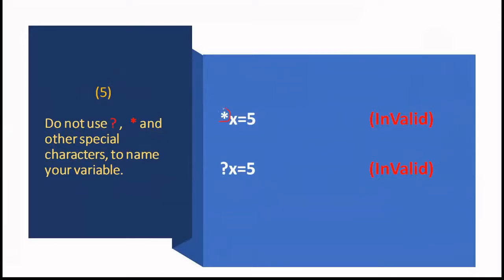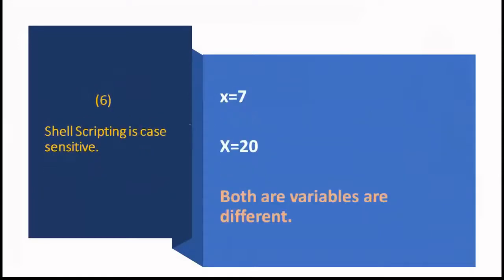The next rule is the variable should not start with special symbols. Like here we have the special character asterisk. It should not start with this. It is going to be invalid. And similarly, starting with a question mark is again invalid. Shell scripting is case sensitive. So small x and capital X, uppercase and lowercase variables, are different and have different values. Now, let's come to the terminal and run all this to understand it in a better way.